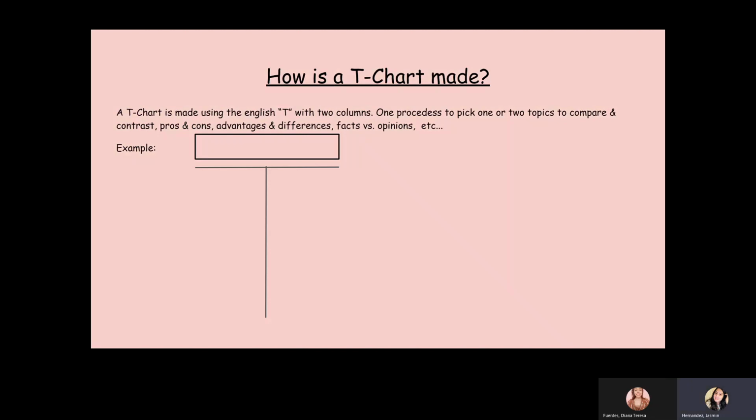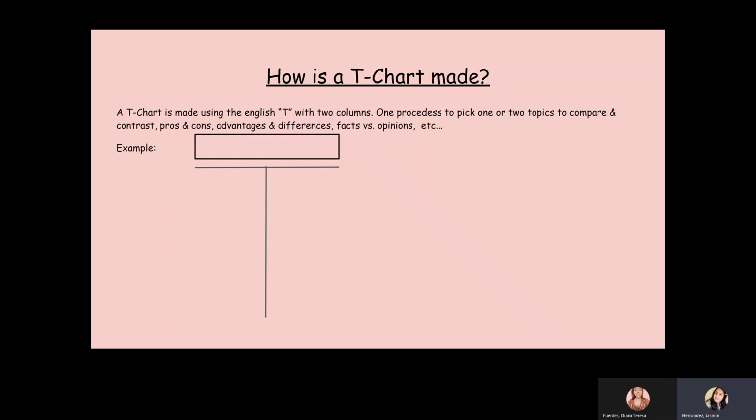And how is a T-chart made? A T-chart is made using the English T with two columns. One proceeds to pick one or two topics and their headings to compare and contrast. And then you could also use pros and cons, advantages and differences, facts versus opinions, etc. Like we had talked about in the previous slide.